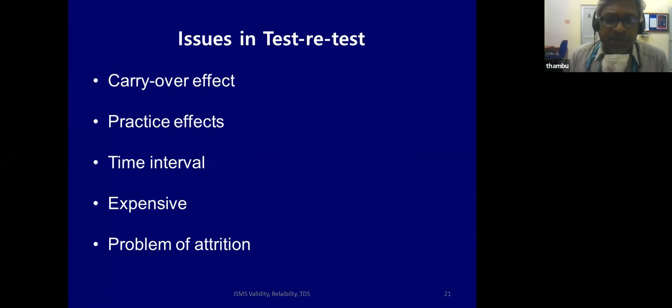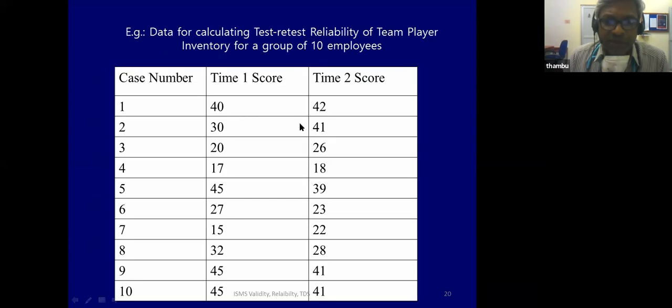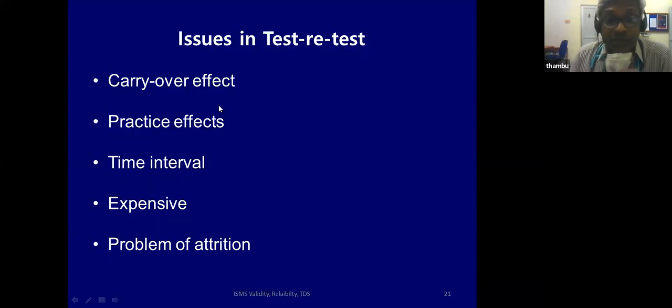The issue in test and retest is that there are carryover effects. Carryover effect means when I test the first time, does that change the value of the second time? In other words, if I check the blood pressure at time 1, does it change the blood pressure at time 2? So there should not be a carryover effect. The second is the practice effect. I became very good at checking the blood pressure the first time. The second time, maybe I became more accurate. So there should not be a practice effect.